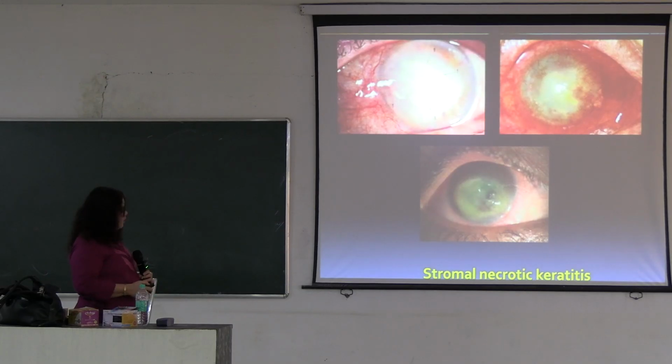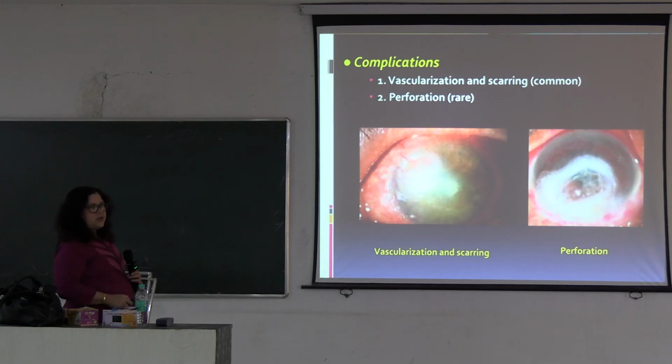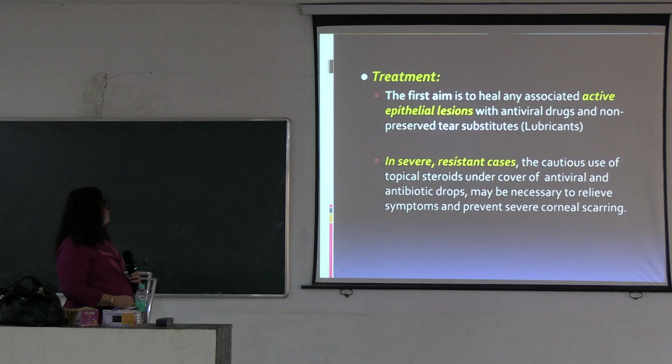So here is stromal necrotic keratitis. Here necrosis, sloughing and exudates are present in the center of the cornea. Vascularization is also present, and in the peripheral part, these are the circumciliary congestion. Then complications: vascularization and scarring, and perforation. Perforation is very rare in viral corneal ulcer.